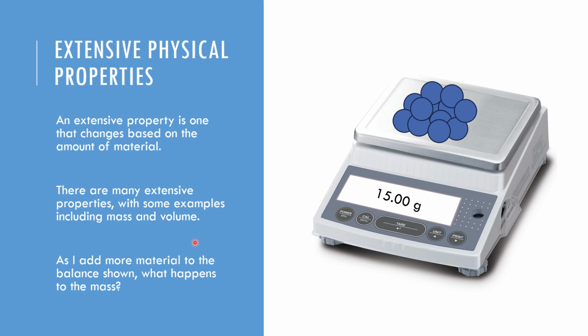So as we add more material, we increase the mass. As we take away material, we would decrease the mass. This is the same with all different extensive properties. They change based on how much material there is.